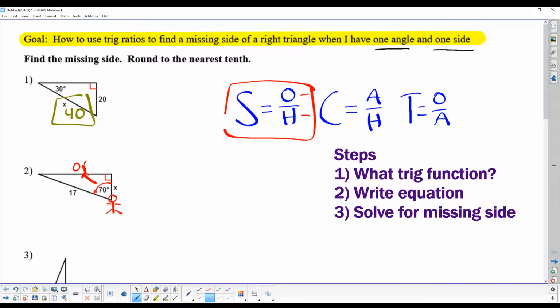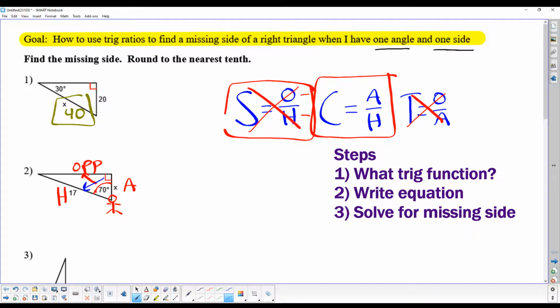This is my opposite. Okay, I'm not using the opposite. That means I'm not using this one. I'm not using this one. I already know if I'm not using the opposite, but I have the adjacent and the hypotenuse, I'm doing cosine. Right? The hypotenuse is always across from the right angle. The adjacent is the other one next to my reference angle, the stick figure guy.